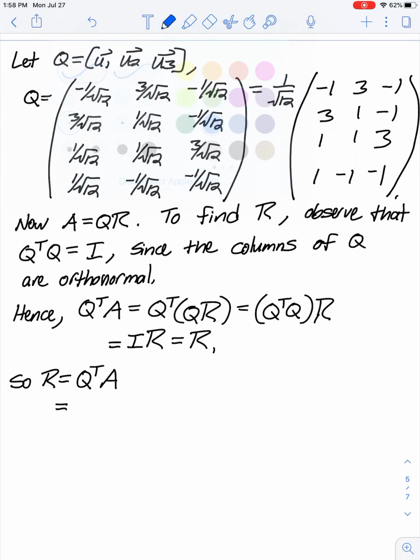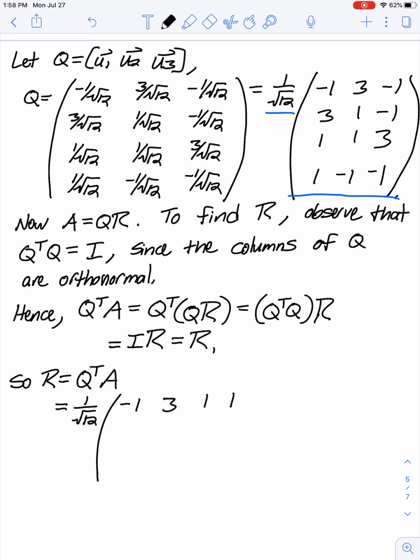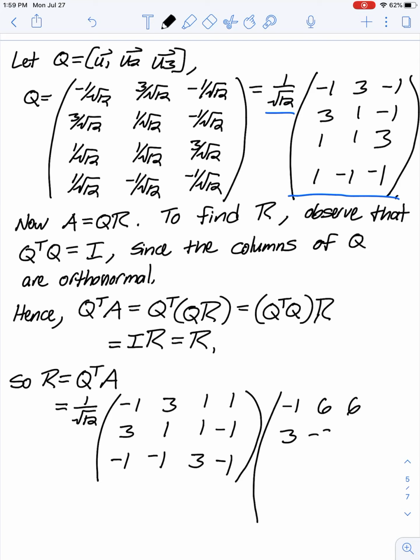So here, recall that Q was given by 1 over root 12 times the following matrix. The transpose is then 1 over root 12 times the transpose of the matrix that we were just considering. So our first column becomes the first row, -1, 3, 1, 1. The second column is now the second row, 3, 1, 1, -1. And the third column is our third row, -1, -1, 3, -1, times the matrix A, which was -1, 6, 6, 3, -8, 3, and 1, -2, 6, 1, -4, -3.